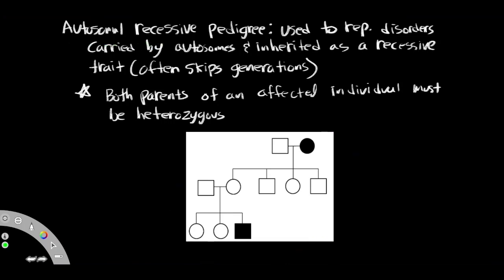So, starting at the top, all affected individuals have an affected parent. Is that true? If yes, it's dominant. All affected individuals have an affected parent. Obviously not true, right? These are not affected. So this is recessive.